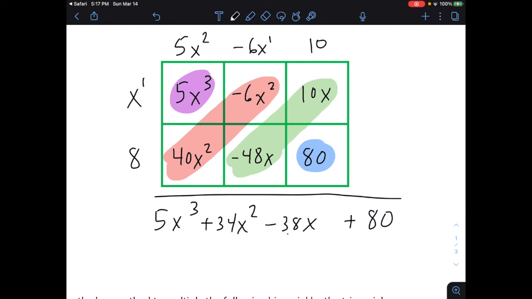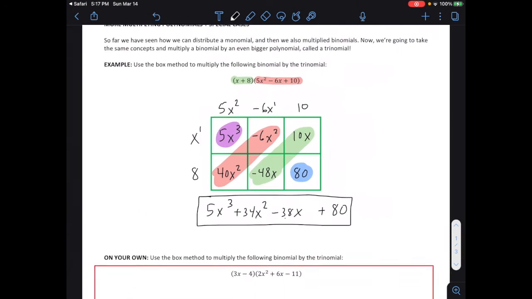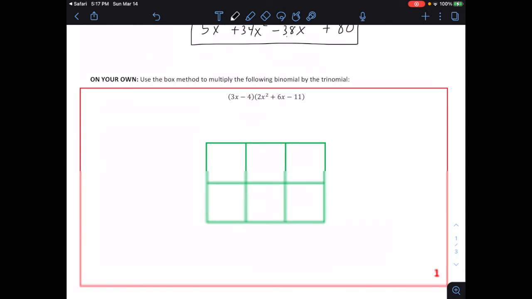Okay, so there we go. We just multiplied a binomial by a trinomial, and we ended up with 4 terms in our answer. Okay, so you have one that you can try on your own here. So go ahead and try this one on your own. When you are done, you can keep the video going, and we're going to talk about some special cases.